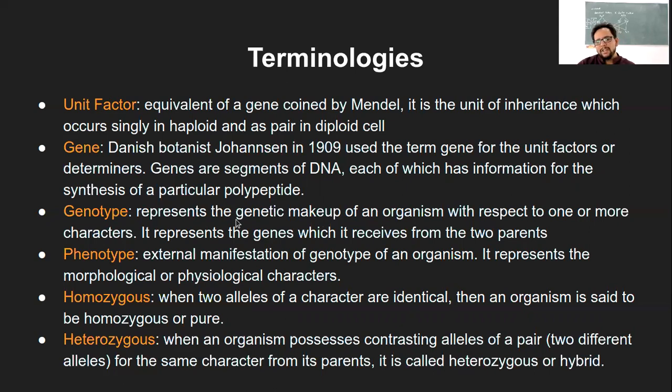Then genotype, the genetic makeup of an organism with respect to one or more characters, that is the genotype, and it represents the alleles which it receives from two parents. So for example, capital T, that is the genotype, right? And if tall is the dominant feature, the phenotype of that genotype will be tallness. So genotype is the genetic makeup, that means which alleles are present in that particular organism, whether it's homozygous, heterozygous, and so on. That is nothing but the genotype.